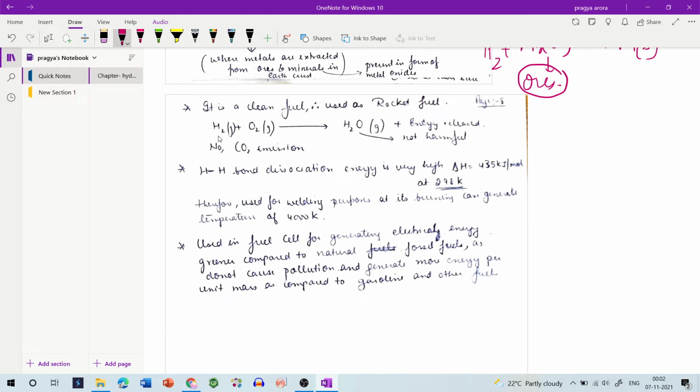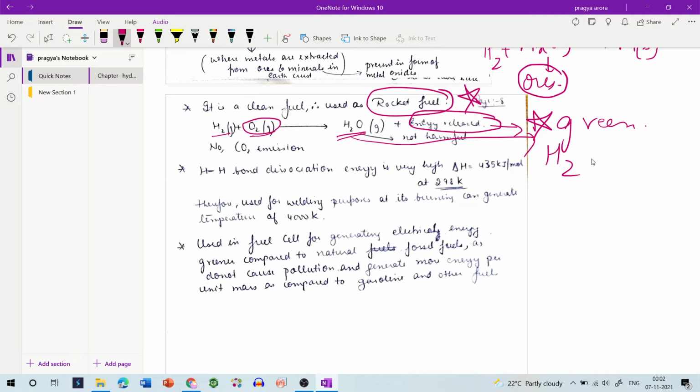Also hydrogen reacts with oxygen to form H2O as the byproduct, and energy is released. Because of the energy released, hydrogen is used as a fuel, and it is used in rockets because it is a green fuel. How is it a green fuel? Because the byproduct we get is water. It is not polluting the environment. That's why it is a green fuel and it is used in rockets till now. Maybe in future we'll use it for daily purposes in our cars and other things.